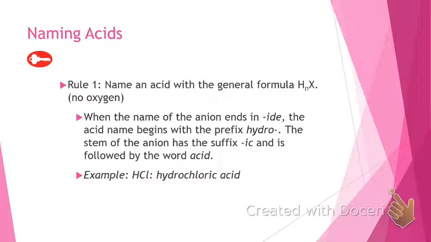Okay, so here's our rule. When the name of the anion ends in "ide", the acid name begins with the prefix hydro. The stem of the anion has the suffix "ic" and is followed by the word acid. Our example is HCl, or hydrochloric acid.